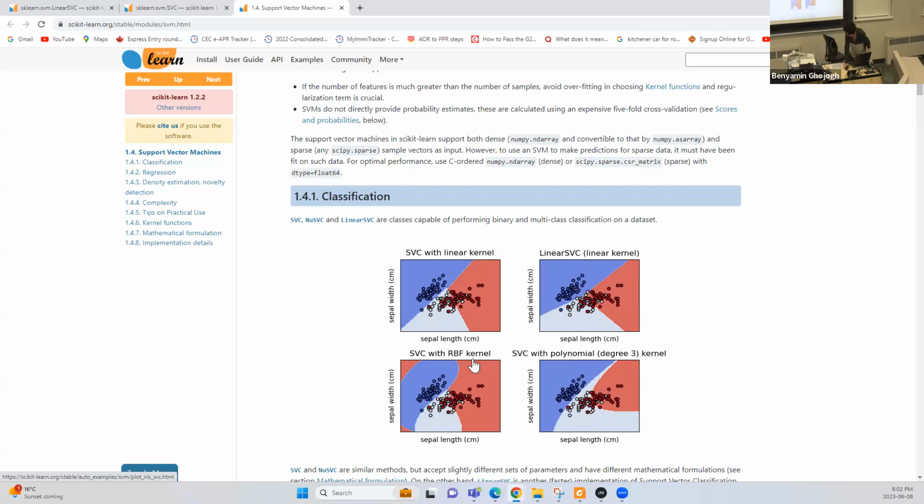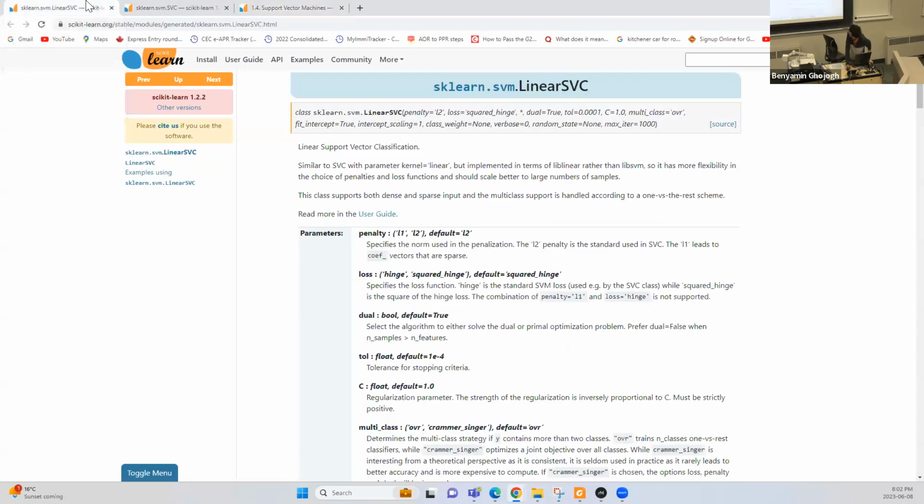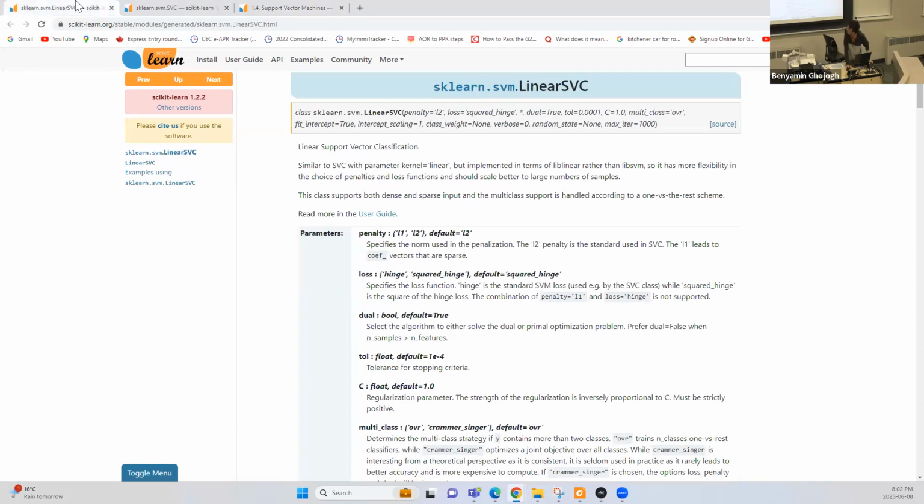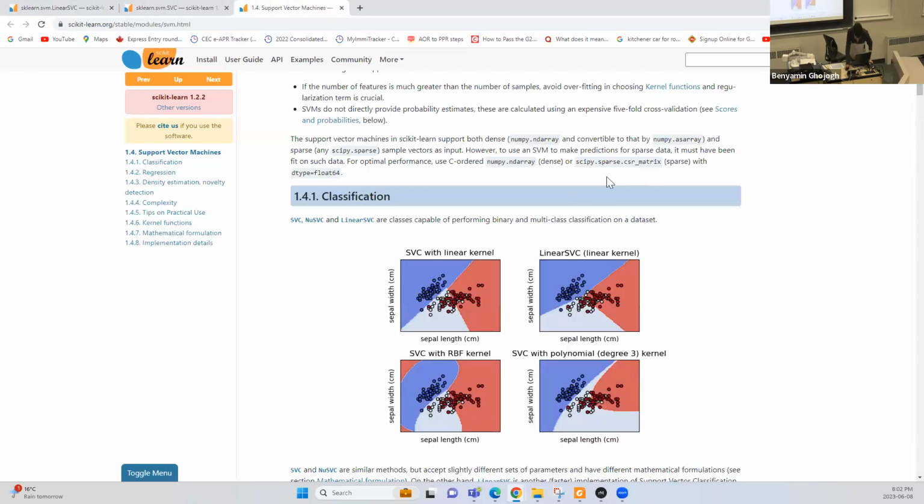Okay, and I think you now understand that RBF kernel assumes that the distribution of classes is Gaussian, because RBF kernel is using Gaussian distribution. And by the way, when you want to do linear SVM, as far as I remember, sklearn says use linear SVC rather than SVC with linear kernel, because that's much faster. Okay, linear SVC is much faster. I have tried that. And this is a good tutorial. Okay, I think that's good.